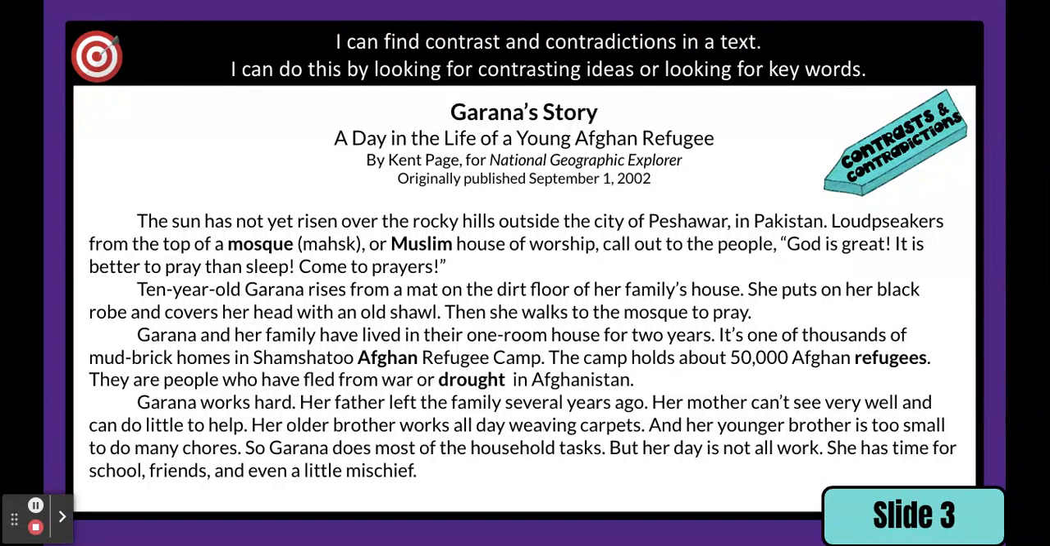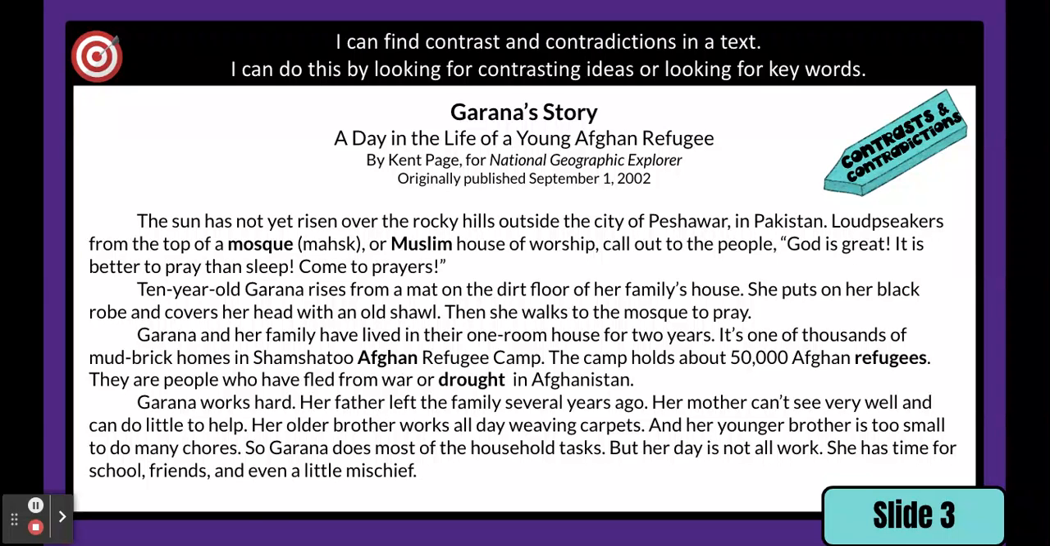So the sun is not yet risen over the rocky hills outside the city of Peshawar in Pakistan. Loudspeakers from the top of a mosque, or Muslim house of worship, call out to the people, God is great. It is better to pray than to sleep. Come to prayers. 10-year-old Garana rises from a mat on the dirt floor of her family's house.